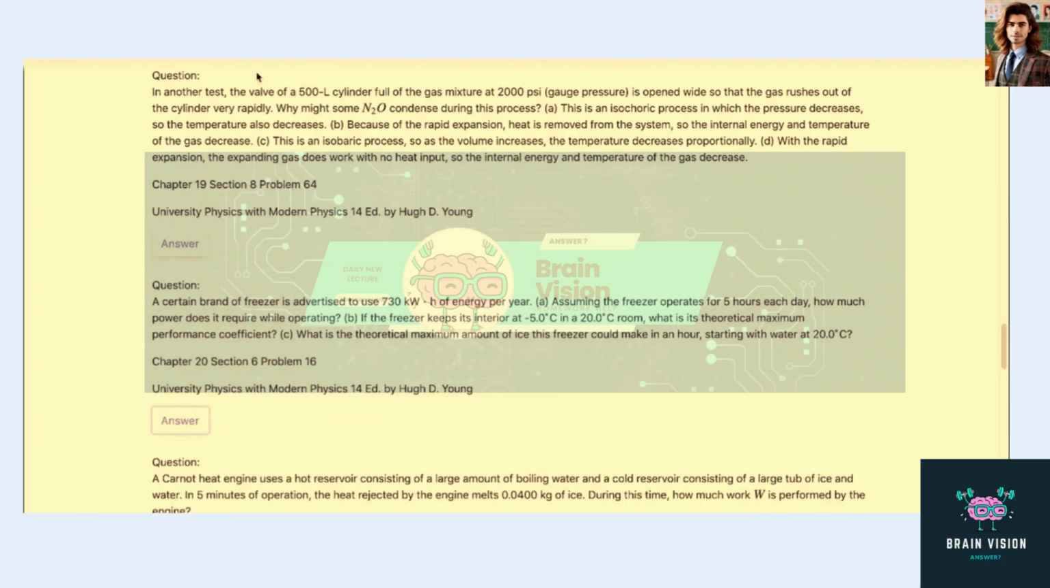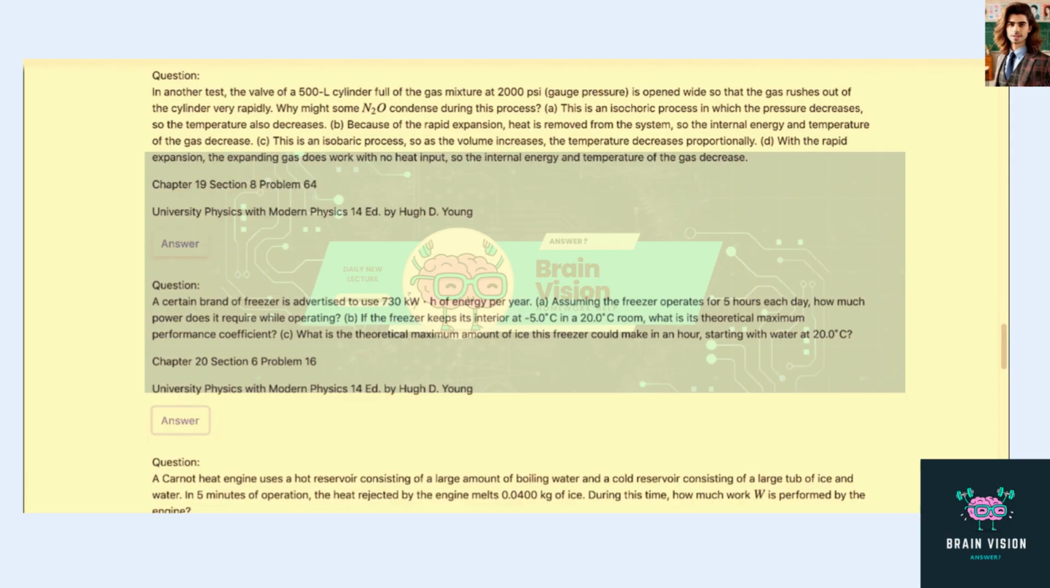A certain brand of freezer is advertised to use 730 kilowatt hours of energy per year. Assuming the freezer operates 5 hours a day, how much power does it require while operating? If the freezer keeps its interior at -5 degrees C in a 20 degree C room, what's the theoretical maximum coefficient of performance? What's the theoretical maximum amount of ice that the freezer can make in an hour starting with water at 20 degrees C?